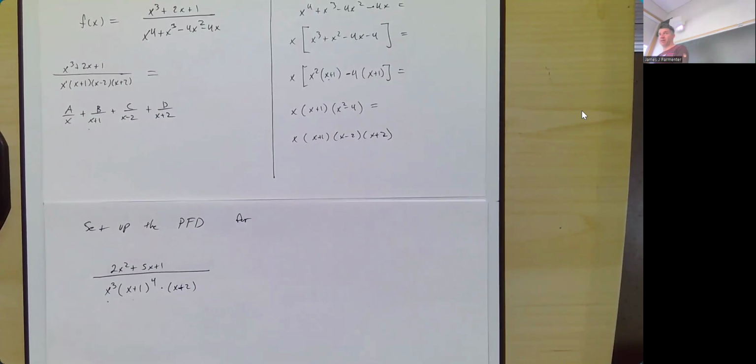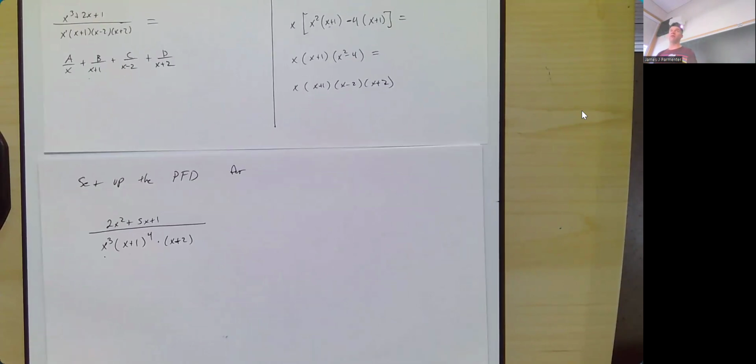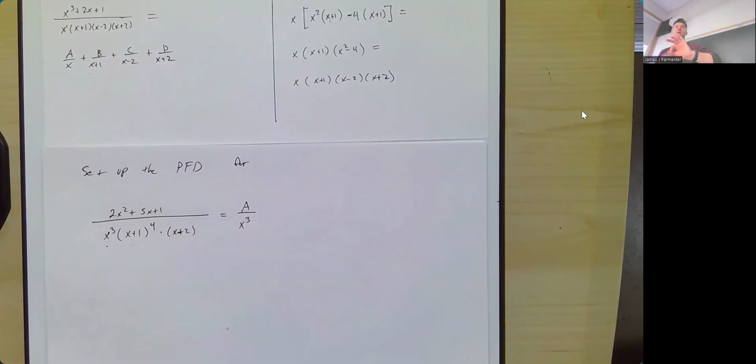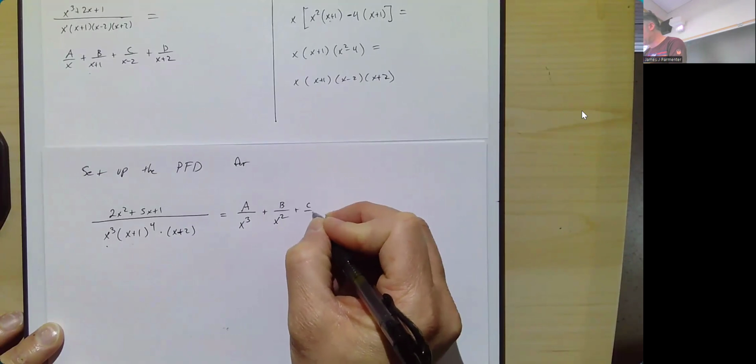And here's what they're going to look like. And this is where it gets kind of terrible. No one would ever ask you to actually solve this one, but they could ask you to set it up. So here's the setup. Do I have enough room? Yeah, I have enough room. You're going to have a over your first linear factor raised to its highest power. So a over x cubed. And then you need more terms with every lesser power of that linear factor down to 1. So I need b over x squared plus c over x.